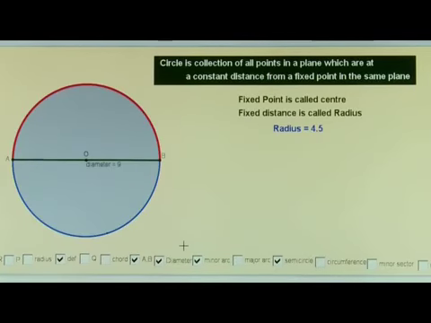Now, a semicircle is exactly half part of the circle. Half part of the circle means half arc which is made by the diameter, that is known as a semicircle. So, the diameter divides the circle into 2 equal arcs, each of which is known as a semicircle.